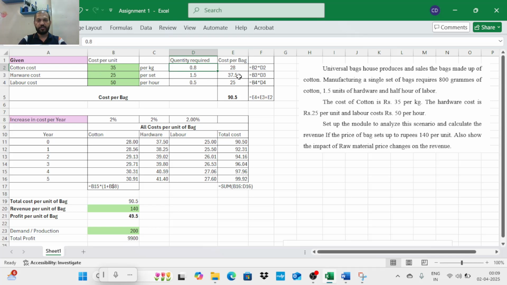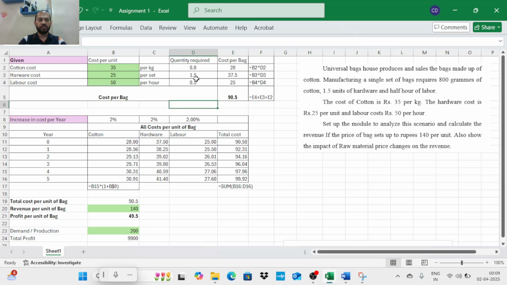Similarly, we have to set the formula for hardware cost as well as for labor costs. So it will give us the total cost. In this example, we have a total cost of rupees 90.5 to produce one bag.